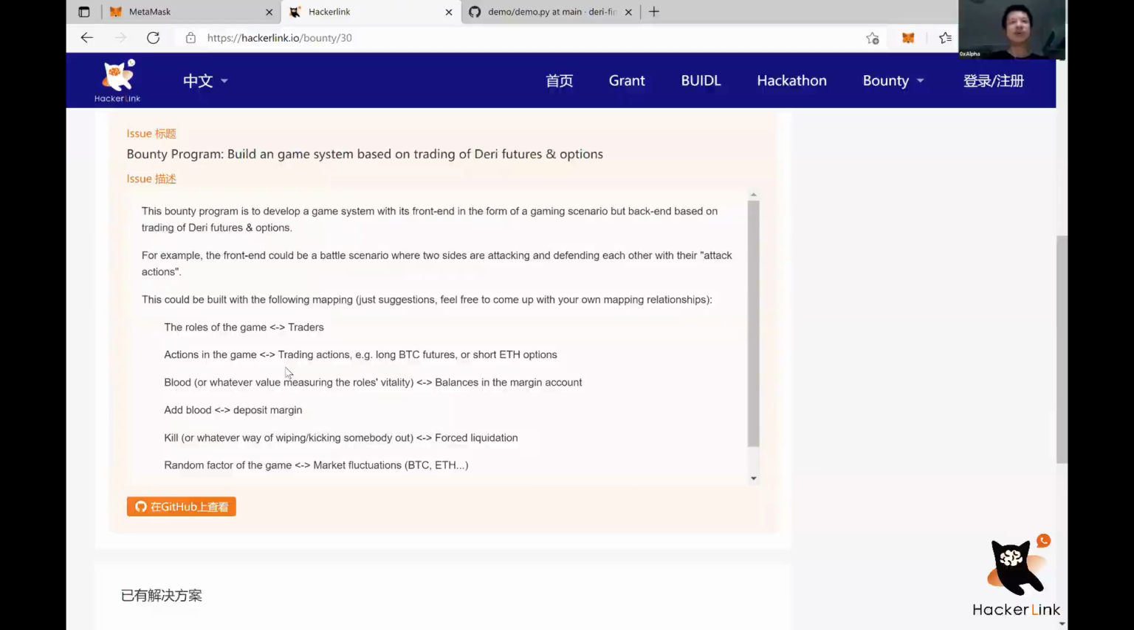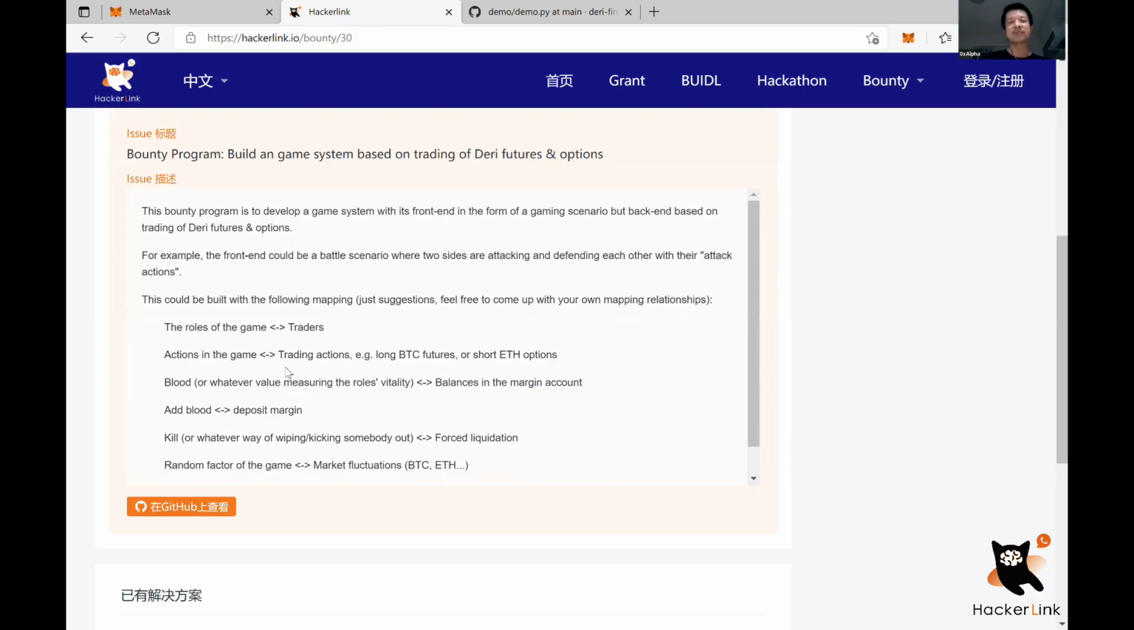And there are balances in my margin account, right? In the financial context, that is interpreted as balance: how much money you have in your account. That's what balance means. But in the gaming scenario, we can interpret that as, say, blood. How much blood your role has, or it doesn't have to be blood, but whatever value measuring the role's vitality, right? But usually I think this is called blood, but it could be something else.